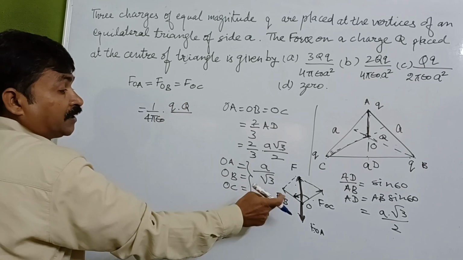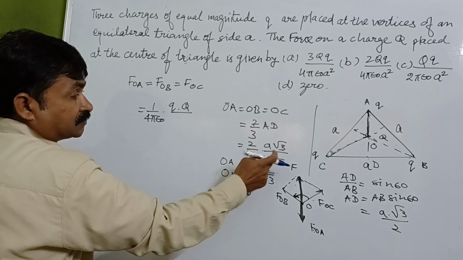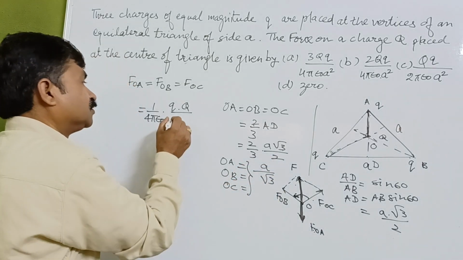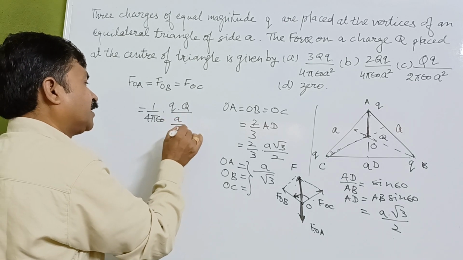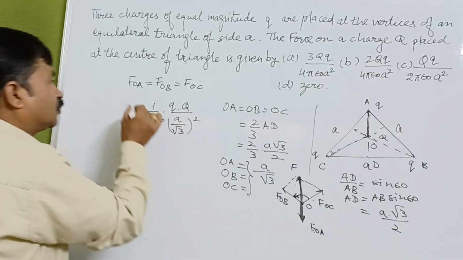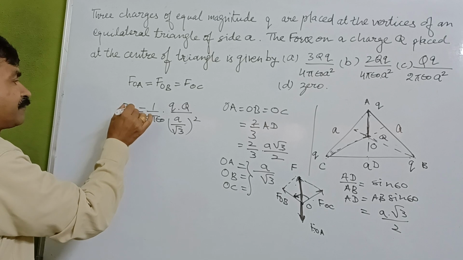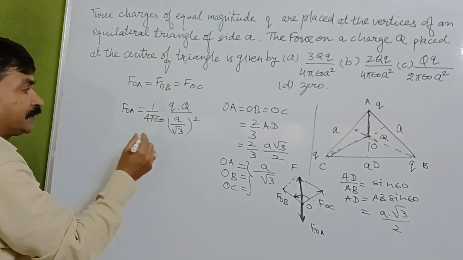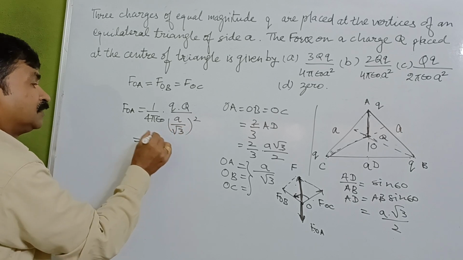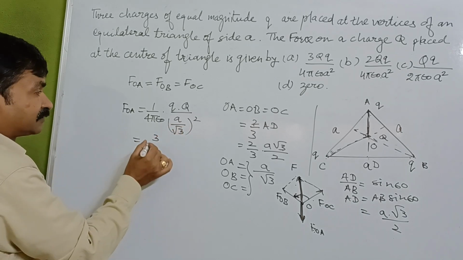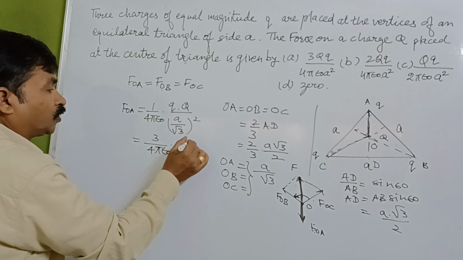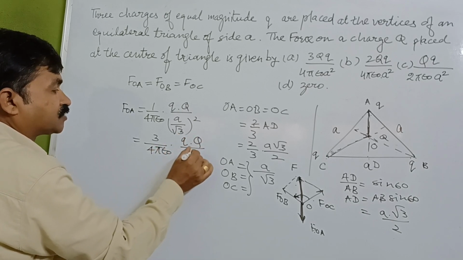into this Q, and R square, that is how much? A root 3. So we substitute it here, A root 3 square. So finally we have FOA, which is equal to FOB, which is equal to FOC. I am writing only it. So it is 3 root 3 square, that is 3 upon 4 pi epsilon naught, Q into Q upon A square.